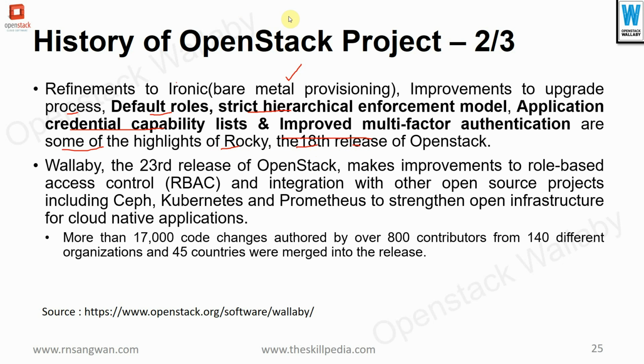Wallaby, the 23rd release of OpenStack, makes improvements to the role-based access control and integration with other open source projects including Ceph, which was not there, Kubernetes, which was not there, and Prometheus for monitoring, to strengthen open infrastructure for cloud native applications. More than 17,000 code changes authored by over 800 contributors from 140 different organizations and 45 countries were merged into the release. I'm talking about the 23rd release of OpenStack. The source of this information is this URL: openstack.org/software/wallaby.